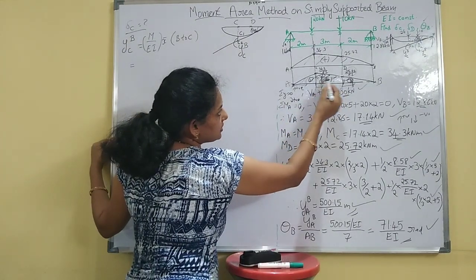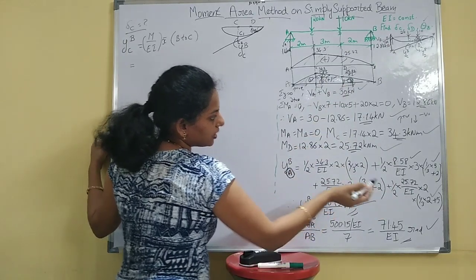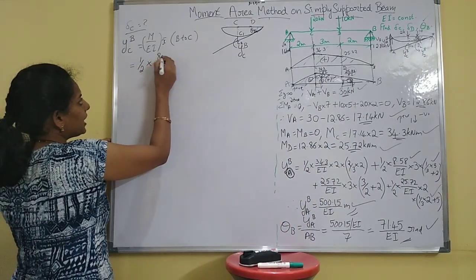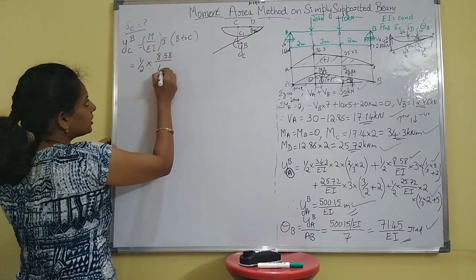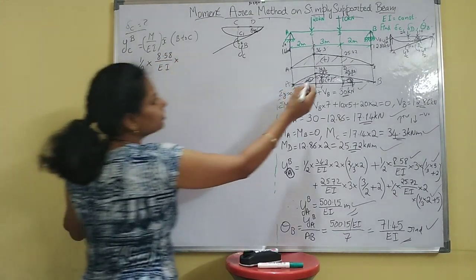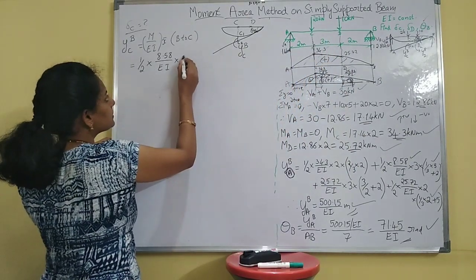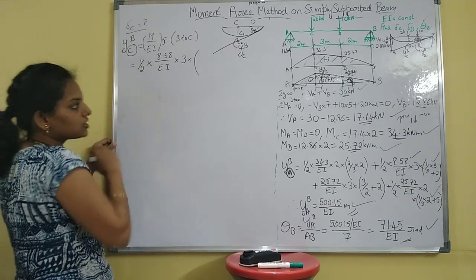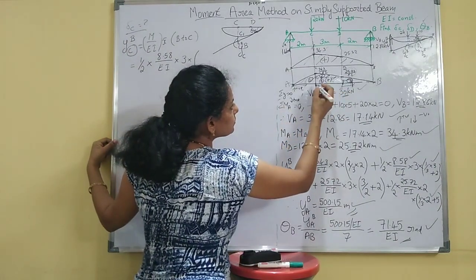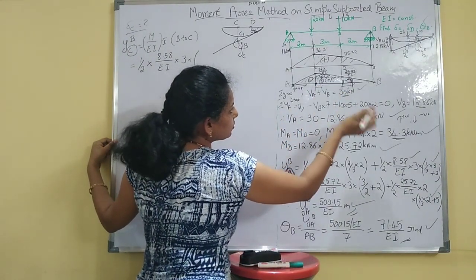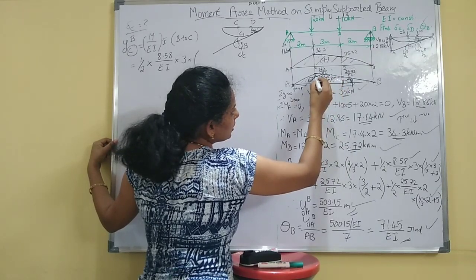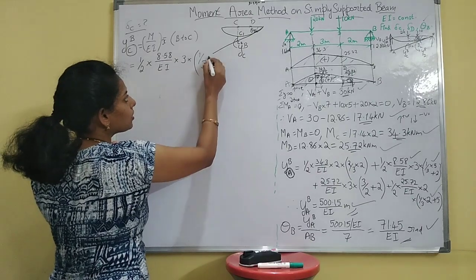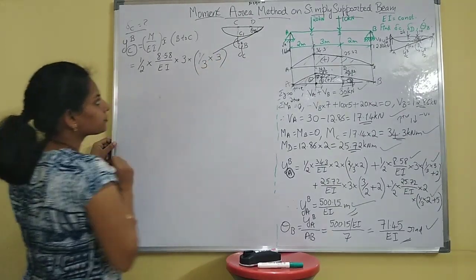So this is your first, consider this, that is nothing but how much is 8.58. So half into 8.58 is your height divided by EI into this base is 3 meter, and you have to consider with respect to this, with respect to C. So C is here with respect to this. So here it is 90 degree of error, so it will be 1/3 of distance, 1/3 of 3.